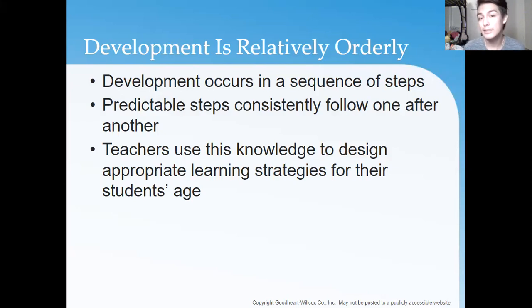So development is relatively orderly. Development occurs in a sequence of steps. So there are steps to development. Predictable steps consistently follow one after another. And how teachers can use this is by designing appropriate learning strategies for their students. Because at each grade level, there are certain requirements that students have to meet, and this is why we make TEKS, because TEKS in Texas determine what a student should meet and should be required to know and understand.